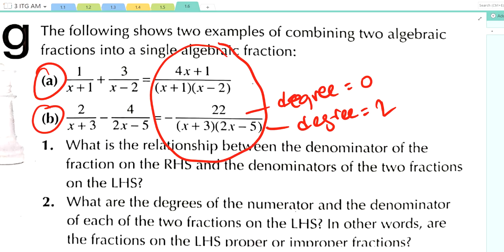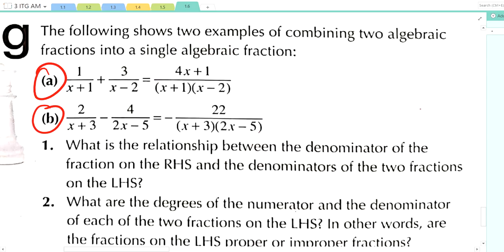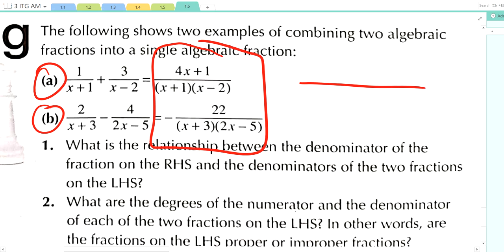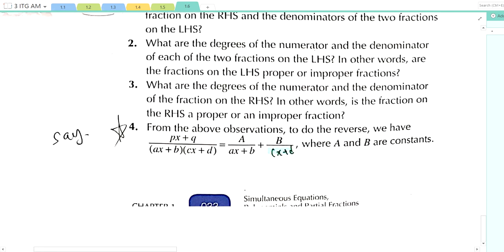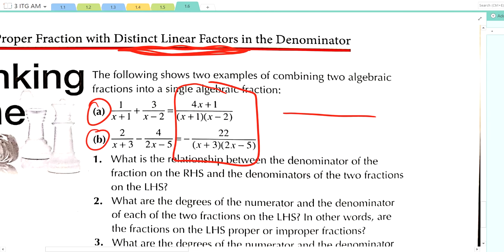Okay, so trying to work backwards. If I try to work backwards, when we are given this, in our denominator, we have over here ax plus b times cx plus d. Okay, so ax plus b, cx plus d.